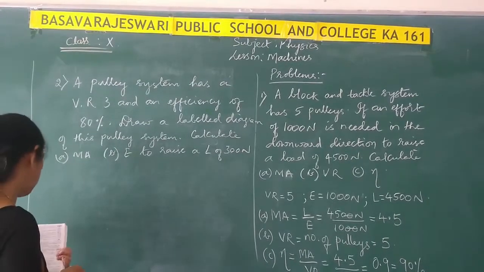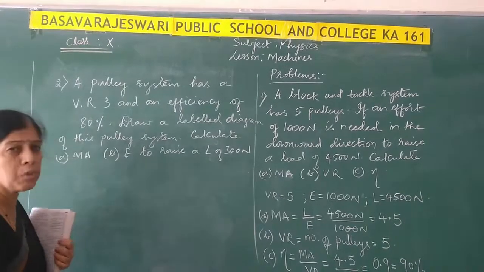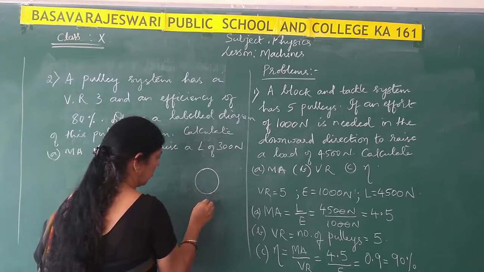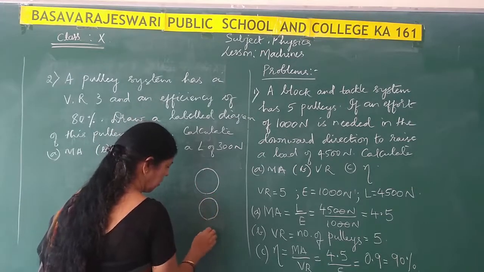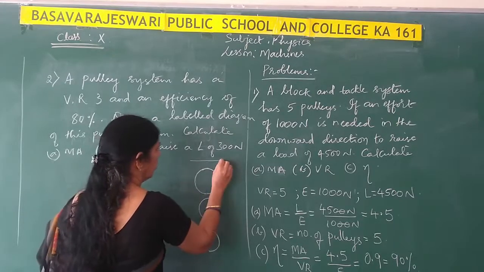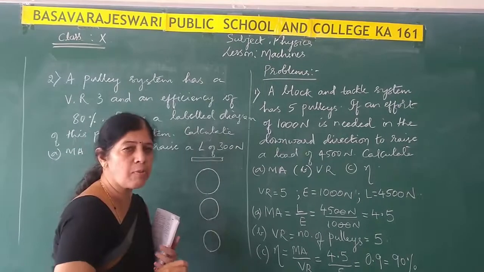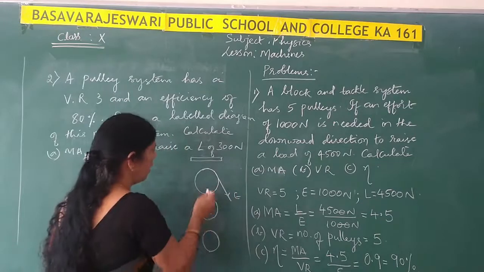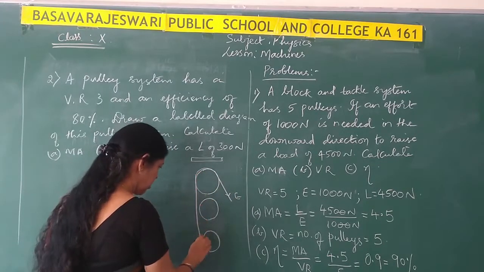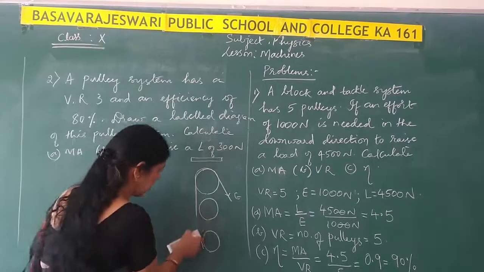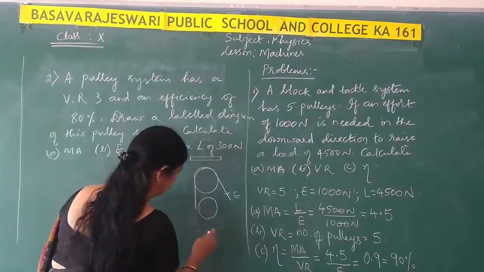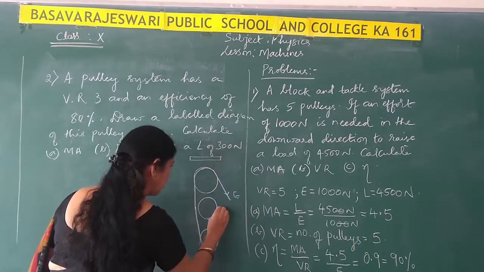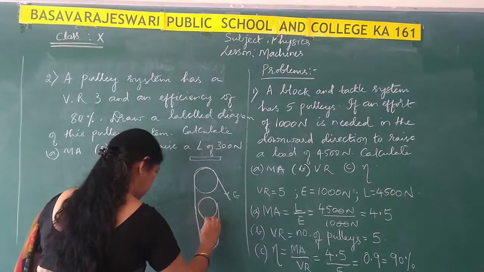Now what is given? A pulley system has a velocity ratio 3. So velocity ratio 3 means 3 pulleys will be there. You have to draw the diagram very neatly. Now always remember that whenever you draw the strings for the pulleys, always start from the effort end. So this is the effort, right? First draw the effort, then come back, draw straight lines, then again go back, then again down, like this.